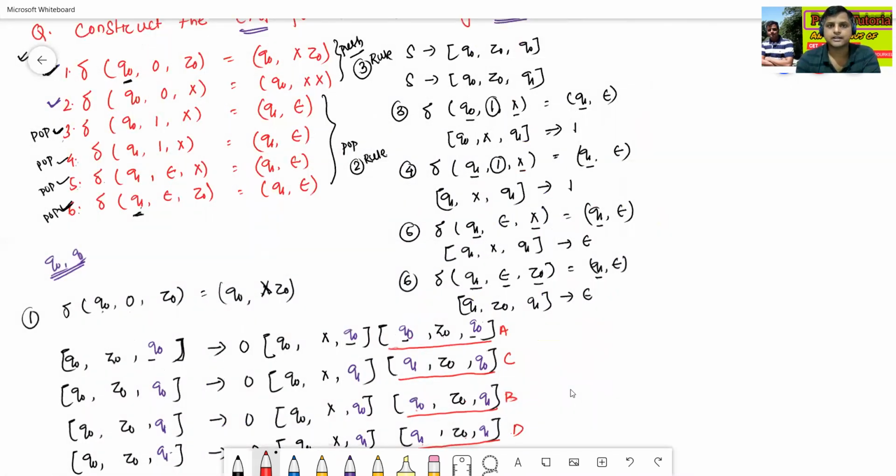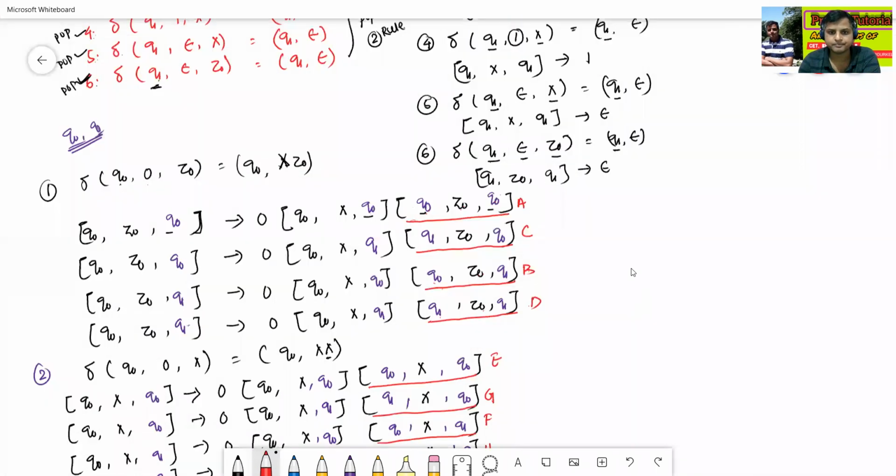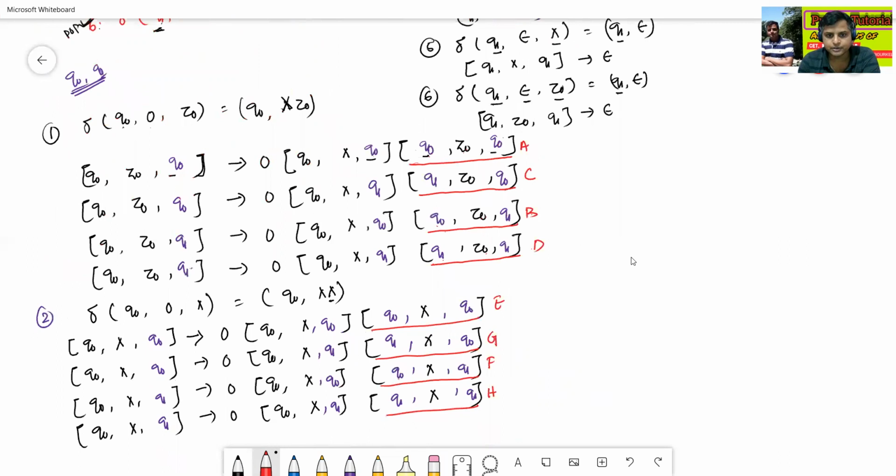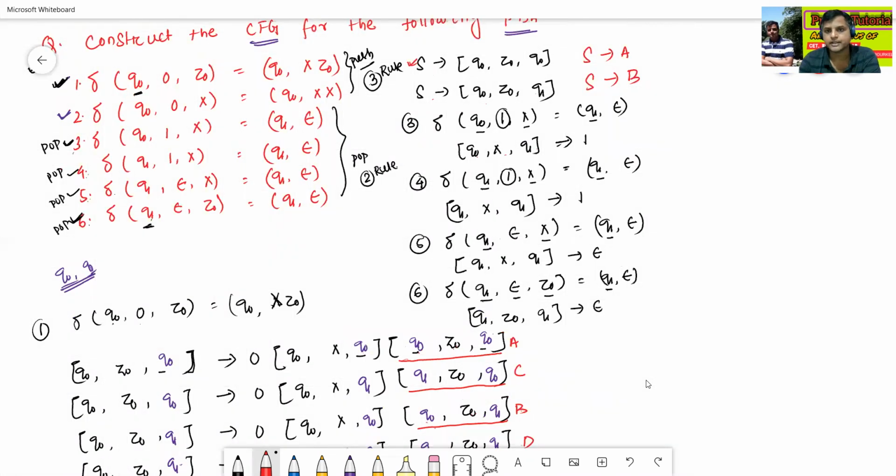See, this one is the first transition, S to Q0, Z0, Q0. That means now I will convert S to Q0, Z0, Q0. See here, Q0, Z0, Q0 means A. So S to A. S to Q0, Z0, Q1, that means Q0, Z0, Q1 means B. Okay. So similarly, Q0, X, Q1 means F. We can convert this one as F to 1.